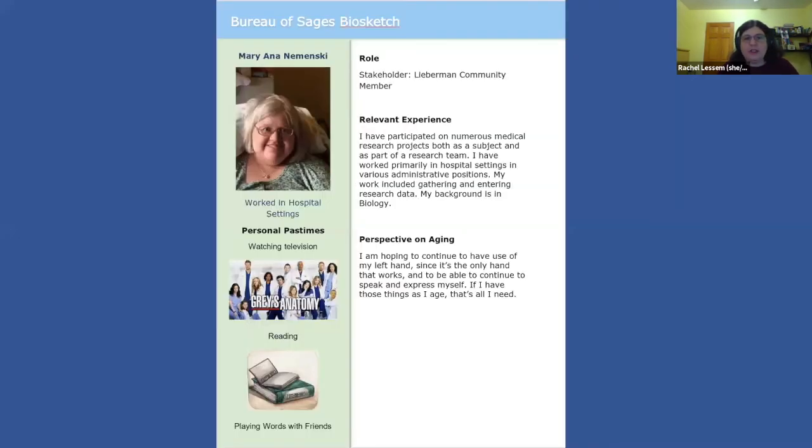And this is just a quick example of Mariana's BioSketch as she shared her perspective on being recruited. It really finds commonalities between researchers and older adult members and increases their comfort level in giving feedback.